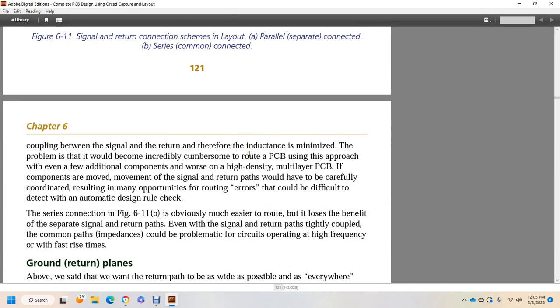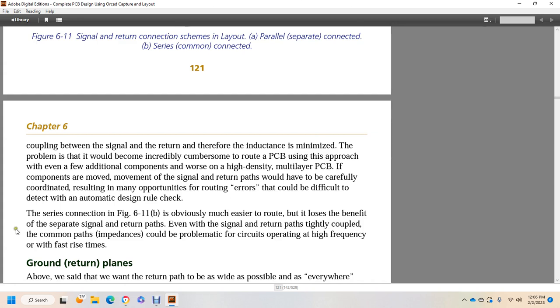Coupling between signal and return, and therefore inductance, is minimized, but the problem would be incredibly cumbersome to route on the PCB, usually approaching with even the fundamental effect, a few additional components. Worse, in a high-density multi-layer PCB, if the components move with the movement of the signal return path, you would have to carefully coordinate the result. Many opportunities for routing errors that are difficult to detect with the automatic design rule check.